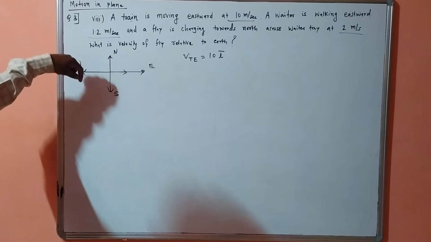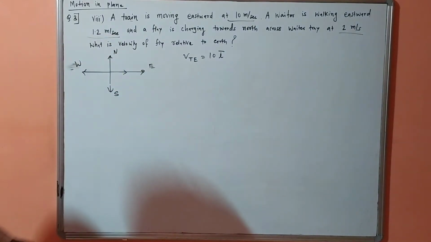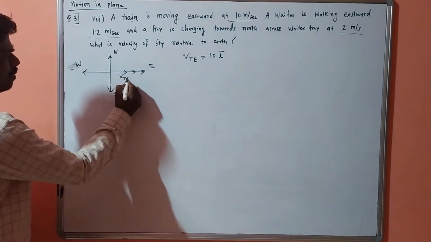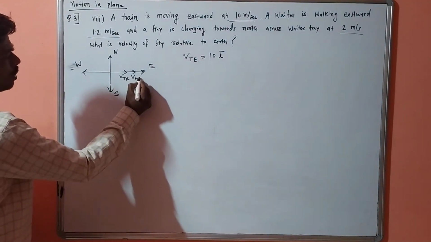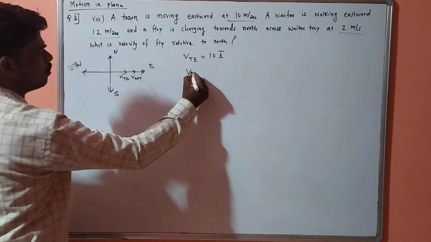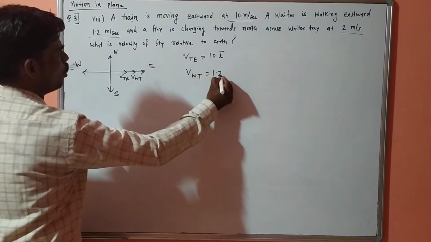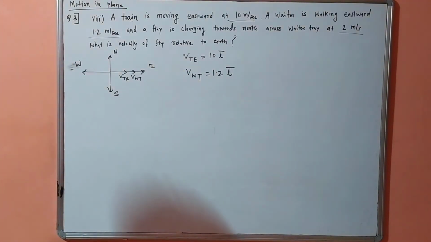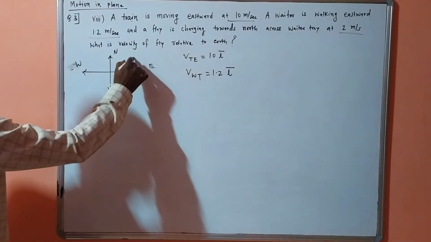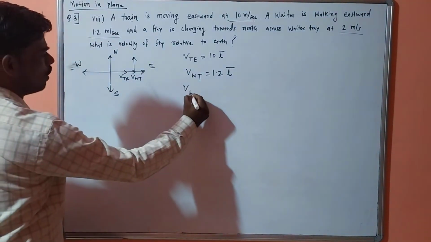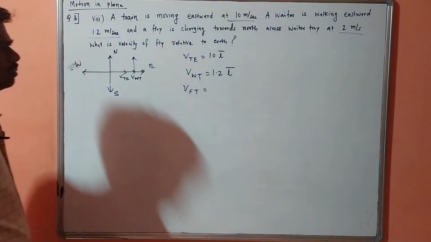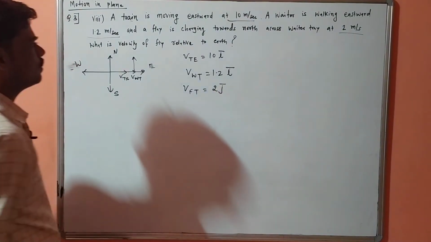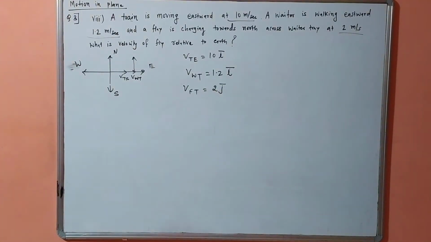A waiter is walking eastward at 1.2 meter per second. Obviously that waiter is present inside the train. So this is the second velocity, velocity of waiter with respect to train: 1.2, again eastward means i. And a fly is charging towards north across the waiter. This is the third vector, velocity of fly with respect to train. It is towards north, so represented by j, 2j. So what is the velocity of fly relative to earth?